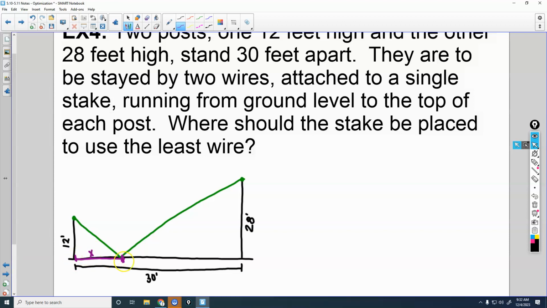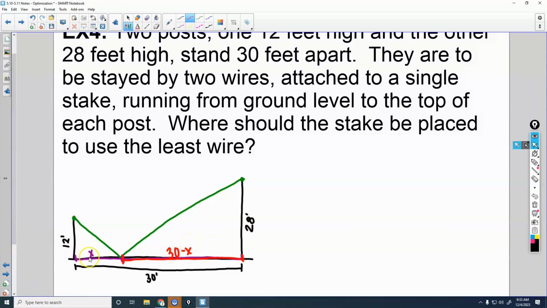If that is X, what is the other part of that? What could I label it? So if that is X, what is this red section that I've got right here? It's not going to be a number. I could call it Y, but then that's going to be two variables, so I'd like to use the X. Yes, 30 minus X. Because they have to add up to 30, right?